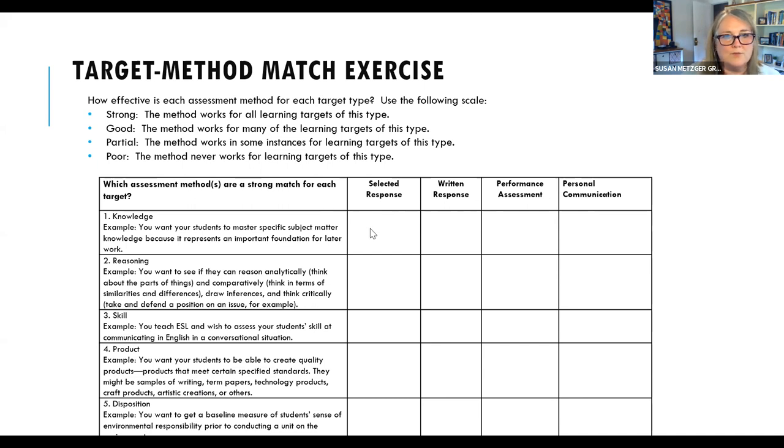In the Google Doc, write strong, good, partial, or poor based on what you think. Strong, if you think the method works for all learning targets of this type. For example, if you think selected response works for all knowledge targets, you'd put strong. If it works for many of the learning targets of that type, it would be a good match. Partial means it might work in some instances, and poor if, from your experience, the method never works with learning targets of this type.